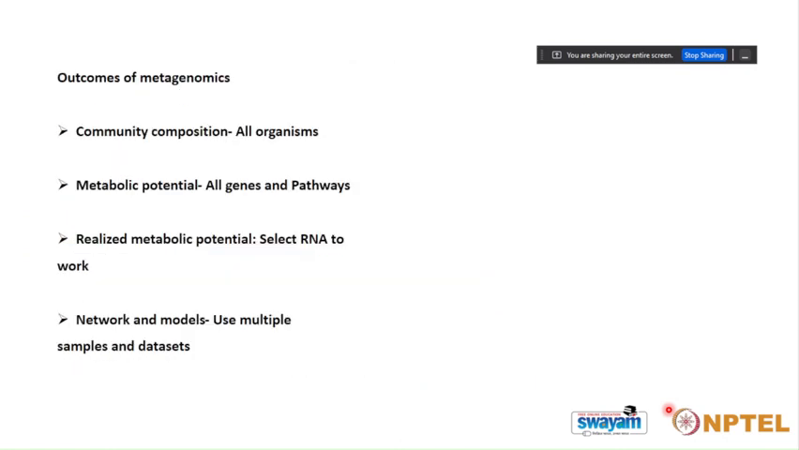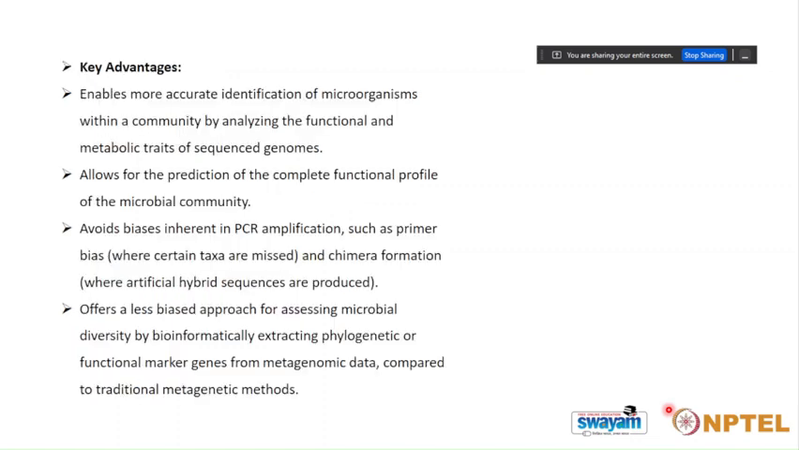And with the help of metagenomics, we can identify the community composition, and we can study the metabolic potential of different genes and pathways. And we can construct models based on the metagenomic data. So these are the basic outcomes of metagenomics. And metagenomics has several advantages over other methods.